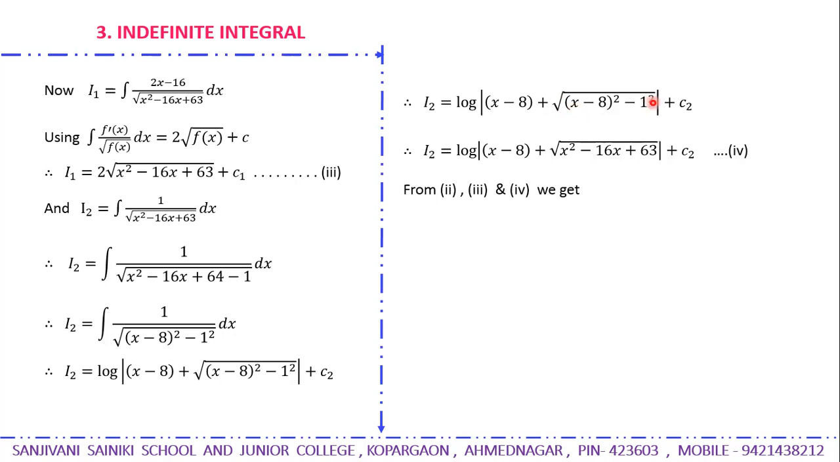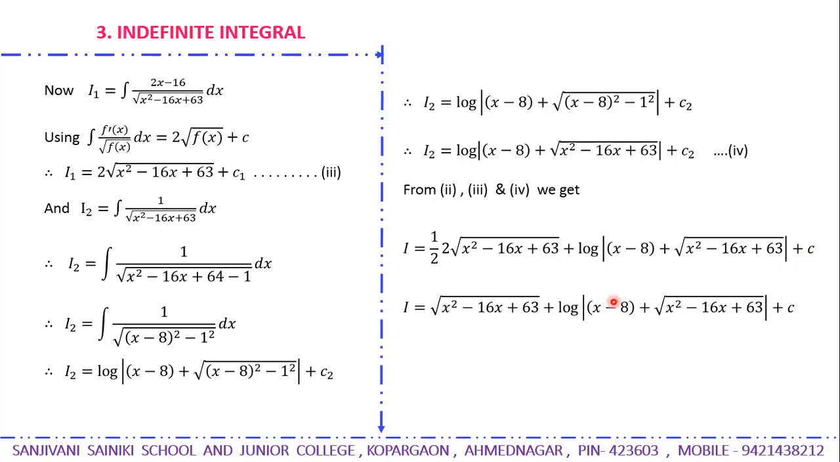If we simplify this, x minus 8 bracket square minus 1 is x square minus 16x plus 63. Now you use these integrals in our previous formula, and you get 1 upon 2 times 2 root x square minus 16x plus 63 plus log of modulus of x minus 8 plus root x square minus 16x plus 63 plus c.